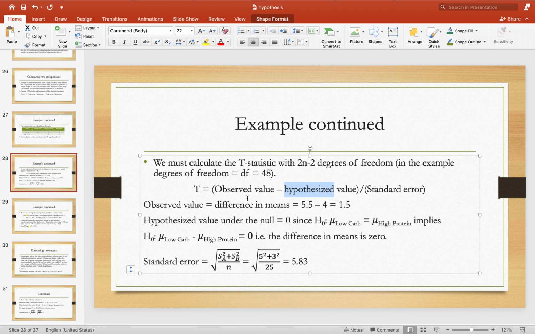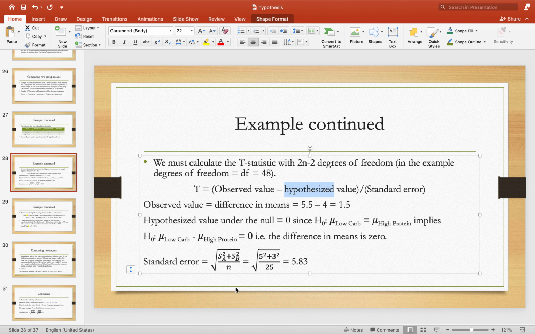Now our observed value is the difference in means. We see that's 1.5. Our hypothesized value under the null, well, our null hypothesis is that they have equal means, so the difference should be 0.